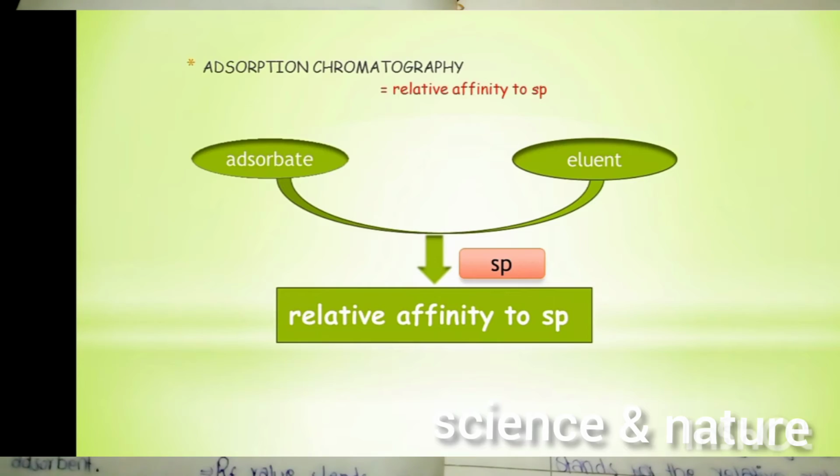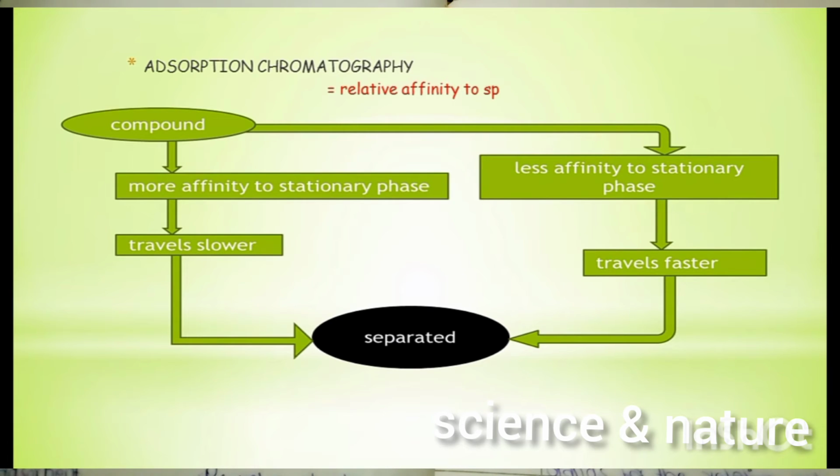First one is column chromatography. Column chromatography is a technique in which a solid adsorbent is taken on a column. This is an example of adsorption chromatography. The second one is thin layer chromatography, TLC. This is another example of adsorption chromatography in which the adsorbent is supported on a glass plate.